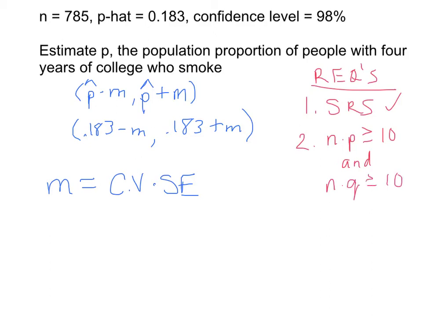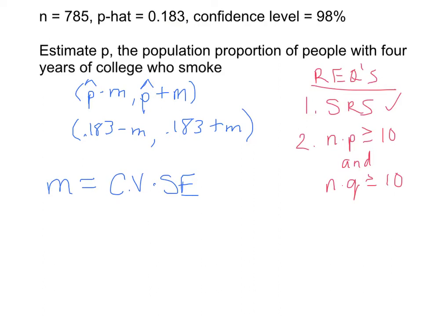Well, we could kill two birds with one stone. We don't know P, but we do know P hat, so we're going to use that to see if we meet this requirement. And if P hat is 0.183, then Q hat's going to be bigger than that. It's going to be around 82%. So we always check the smaller of the two, because if 18% of the sample is bigger than 10, then 82% of the sample is going to be bigger than 10.